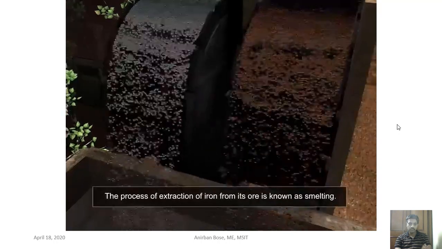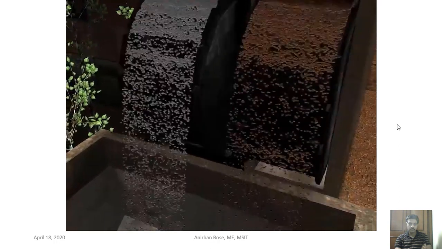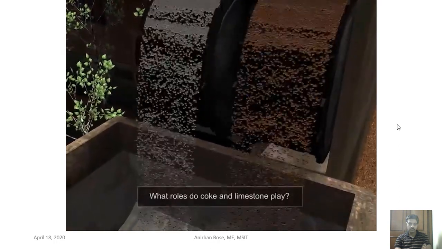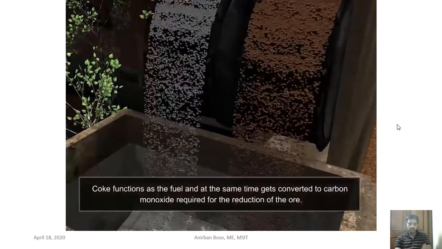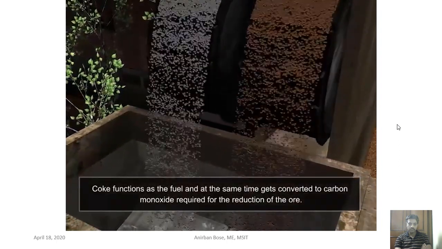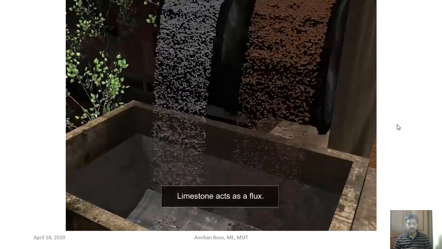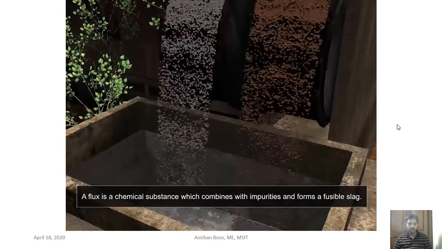The process of extraction of iron from its ore is known as smelting. The roasted ore is mixed with coke and limestone. What roles did coke and limestone play? Coke functions as the fuel, at the same time gets converted to carbon monoxide required for the reduction of the ore. The limestone acts as a flux. A flux is a chemical substance which combines with impurities and forms a fusible slag.